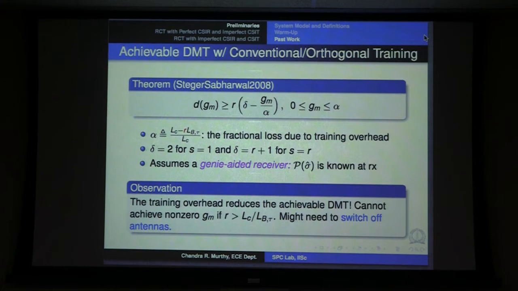the one observation from this result is that the training overhead reduces the achievable diversity multiplexing gain trade-off. In fact, if the coherence time reduces, or rather if the channel is very fast varying, you cannot achieve a non-zero multiplexing gain if R is actually larger than L_c divided by L_beta. So, the solution proposed in that paper is to switch off antennas till your R reduces to be below L_c minus L_beta. So then you can achieve non-zero multiplexing.